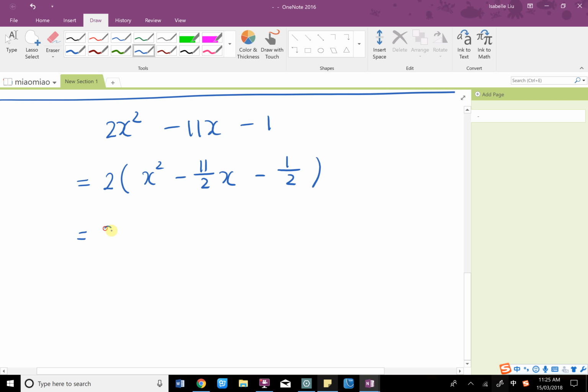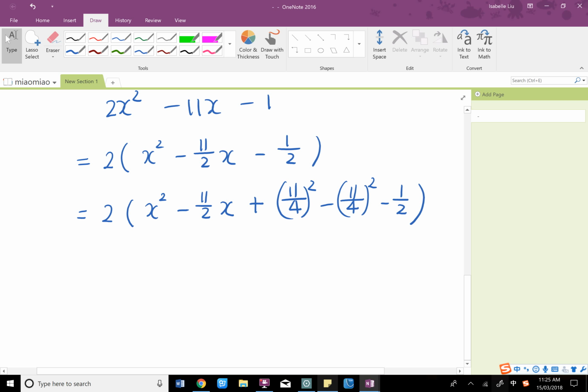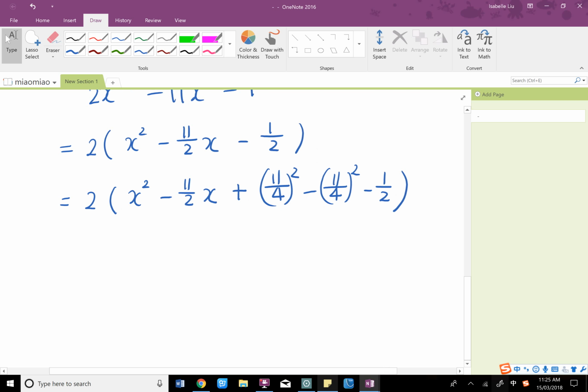And inside we have x squared minus 11 over 2x, plus half of the b value squared and subtract half of the b value squared, and then minus a half. Okay, the bracket is still here. Don't forget the bracket. We still have a bracket outside of that.